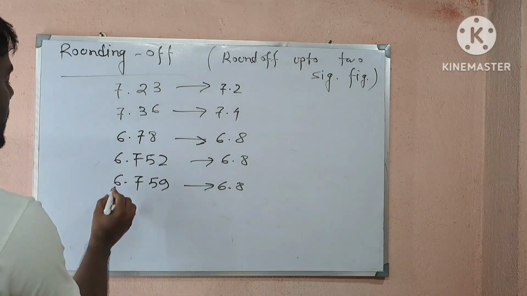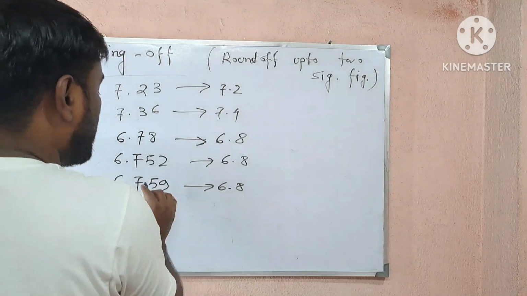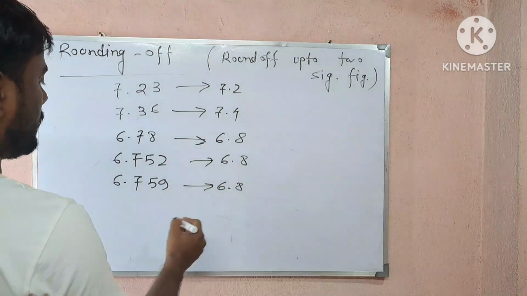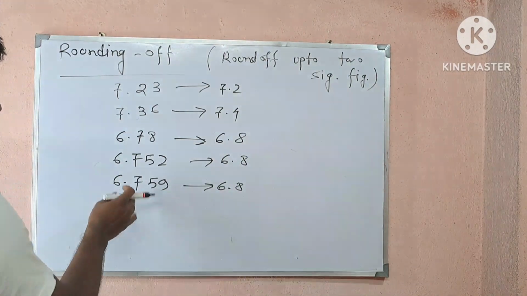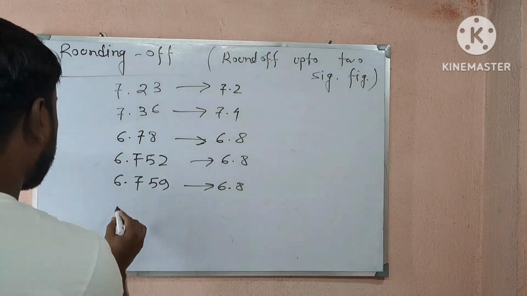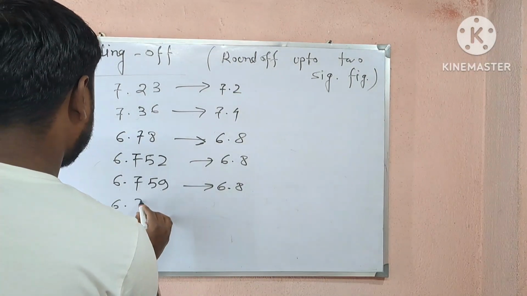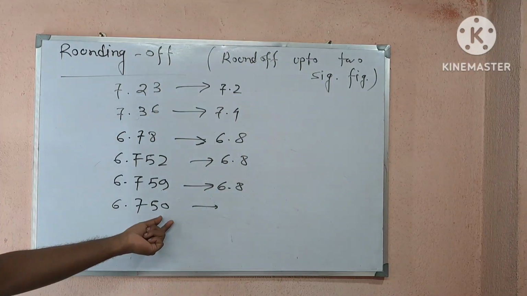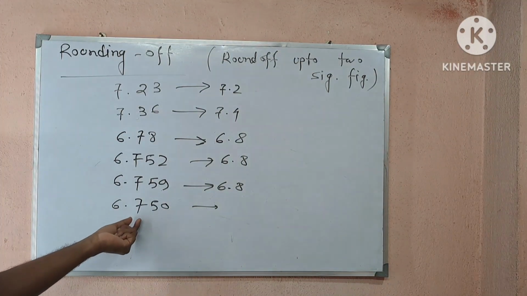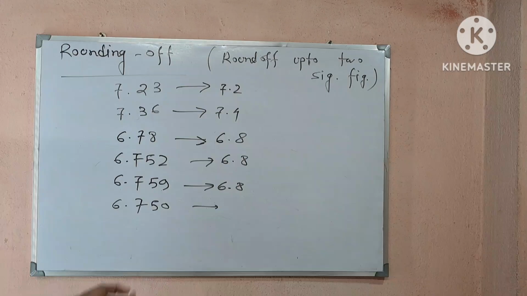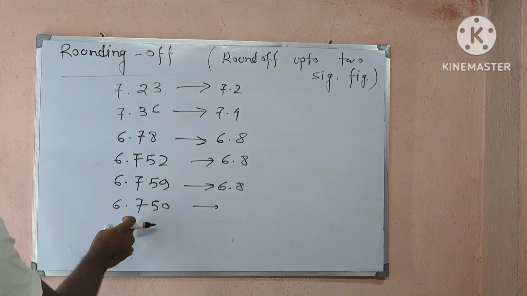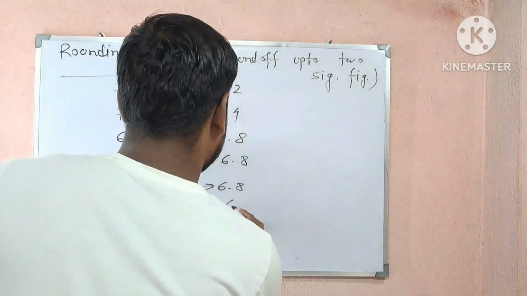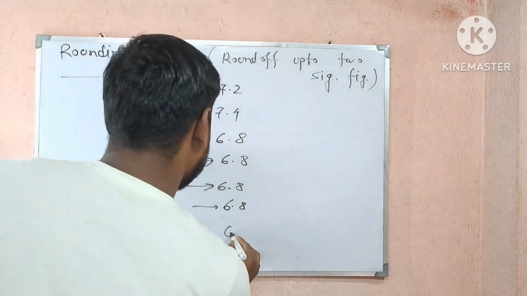Just imagine another reading is 6.759. Then also the result will be 6.8, because 5 is followed by a non-zero. That is why you have to increase the previous digit by 1 unit. Now what will happen if this is 6.750? Now 5 is followed by a 0. Now we have to see the digit before 5. The digit before 5 is an odd number. If this is an odd number, then we have to increase it by 1 unit. The result will be 6.8.